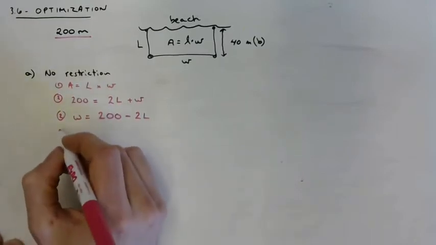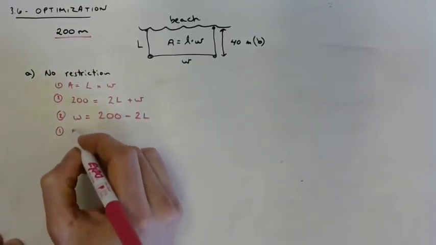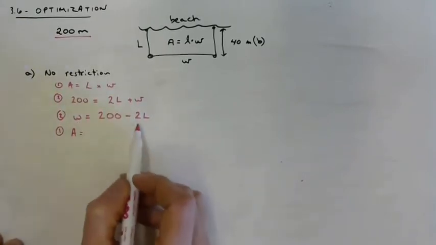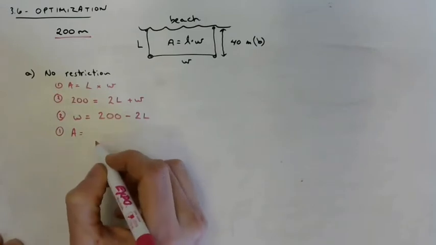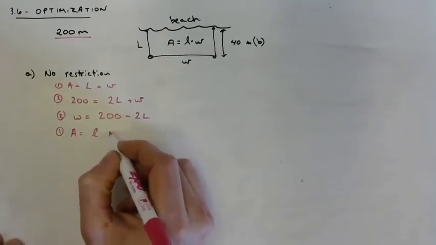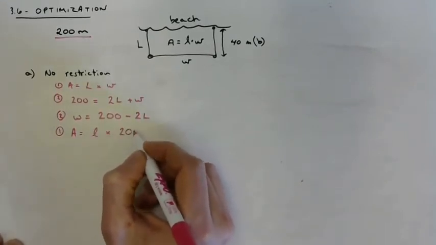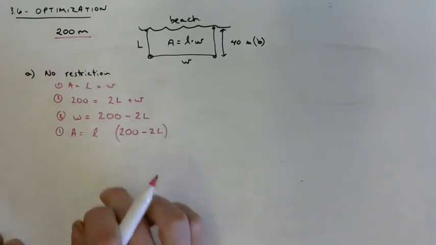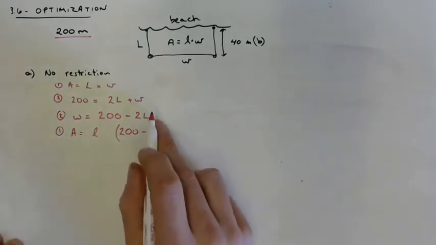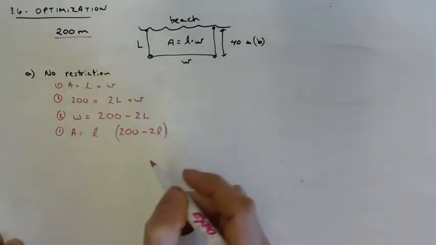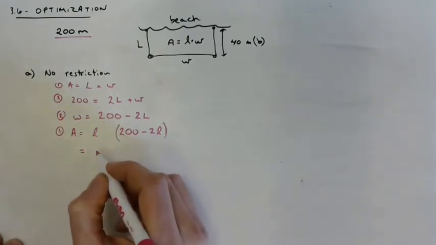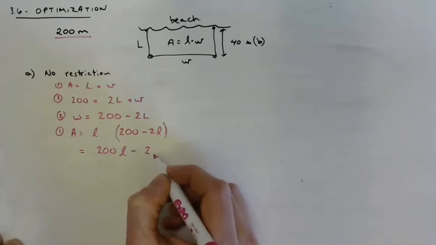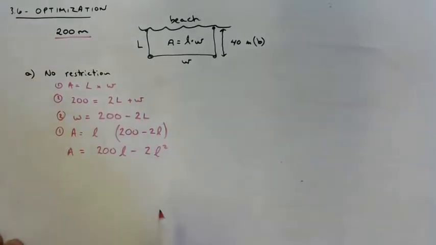So now I can go back into equation 1, which is our area formula. And everywhere I see a W, I'm just going to replace it with 200 minus 2L. So we have L times 200 minus 2L. So that looks like this. I should make my L's look the same so it's not confusing. Simplify, we end up with 200L minus 2L squared as our formula for area.